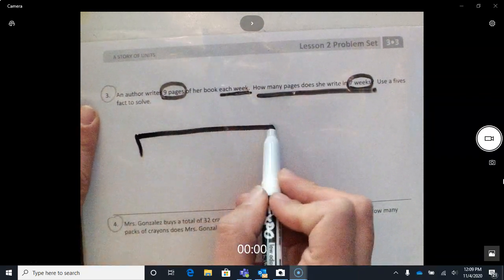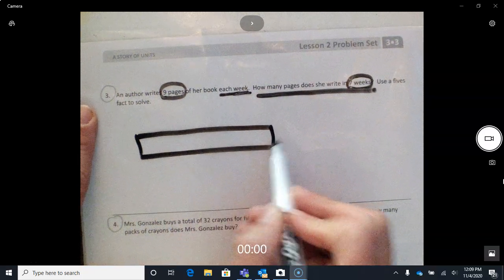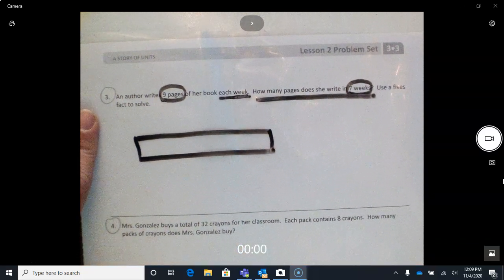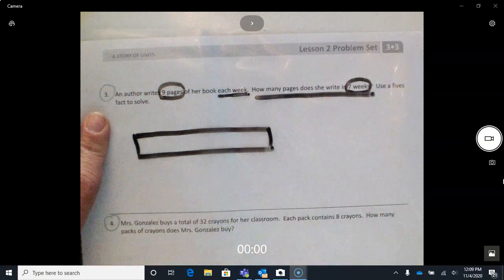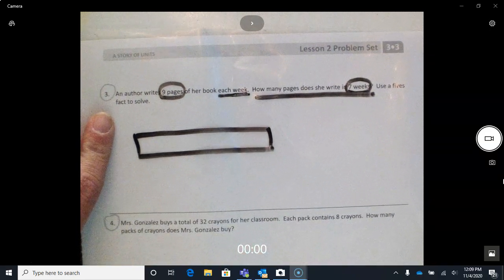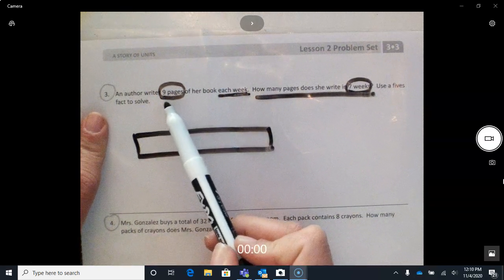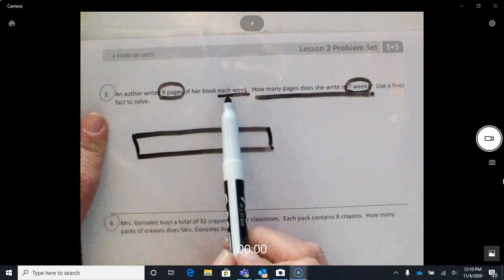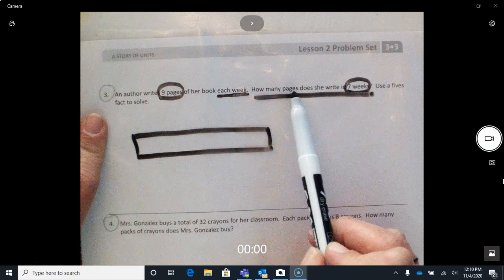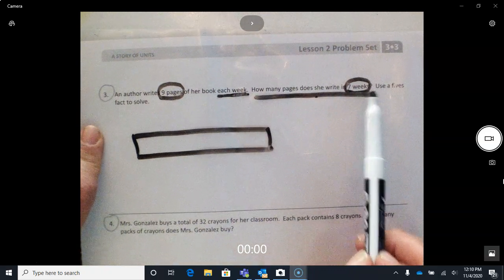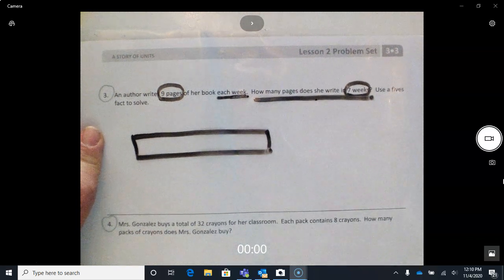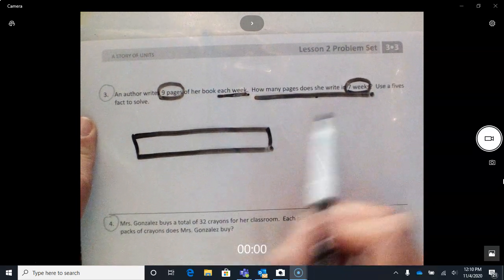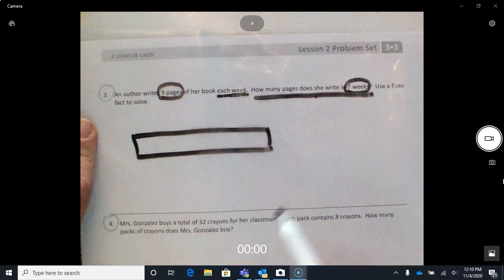Okay, so I'm going to go ahead and get my tape drawn. You draw yours. And then I want you to pause the video, and I want you to see if you can figure out how to label this tape diagram on your own, thinking about the 9 pages. She's writing 9 pages of her book each week. And we're having to find how many pages does she write in 7 weeks. All right, so let's keep going. Check your work with mine to see if we got the same thing, okay?